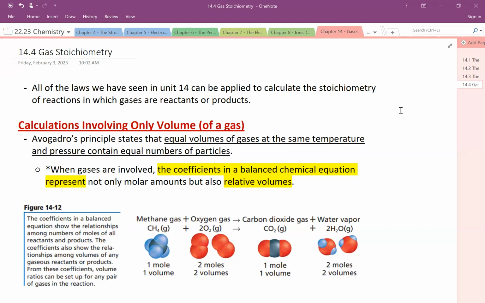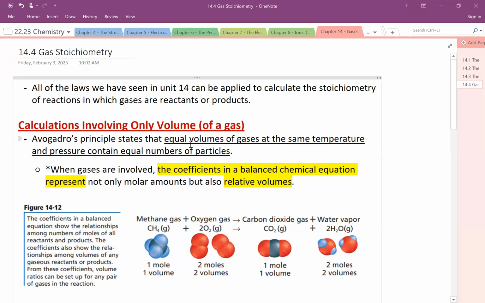Avogadro's principle says that equal volumes of gases at the same temperature and pressure have the same number of particles. And the convenient thing about many chemical reactions is that if we are combining two gases, it could be very easy to get them at the same temperature and pressure because they're probably going to be mixed in the same container. All right. So this assumption of Avogadro's principle is mostly true for our chemical reactions.